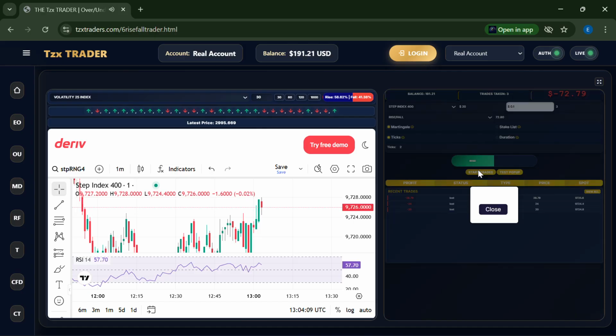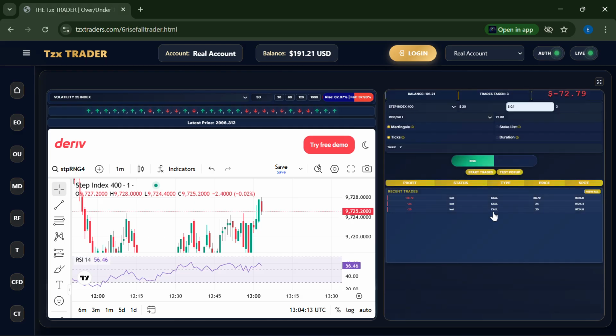So with a loss of $72.79. So no increasing the stake, we are going to recover that loss with the same stake. So let's see. 1, 2. Any rise tick, we start our trade. So I'm late there, but let's hope for the best. I was late in executing, but that's a loss again.